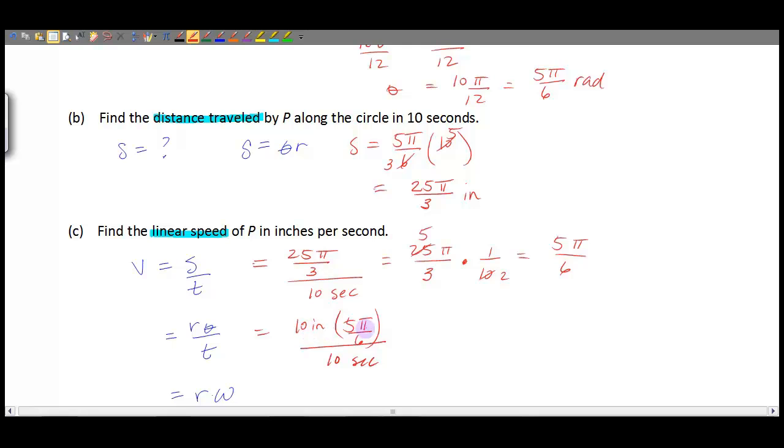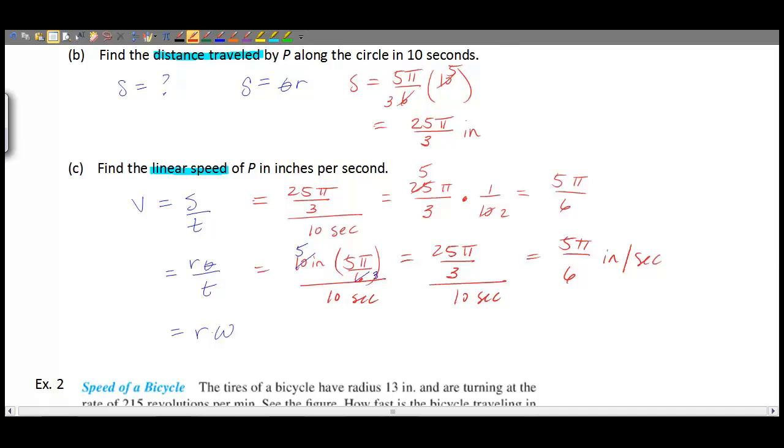So we have, again, a complex fraction going on here. I'm going to simplify my numerator by saying 2 goes into both of those. That's a 3 and that's a 5. So my numerator should now look like 25 pi over 3 divided by the 10 seconds. Again, that's the same thing we had up there. We know this is 5 pi over 6, and it should be inches per second.